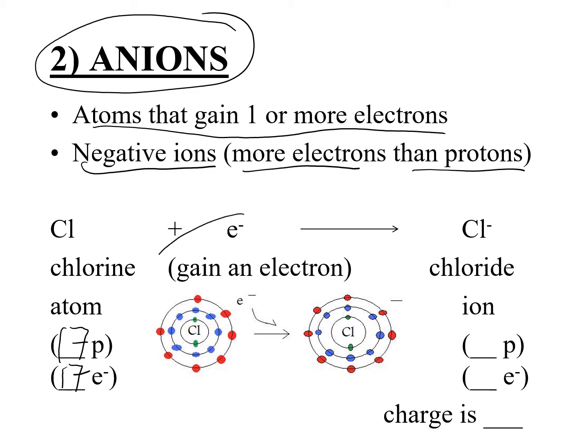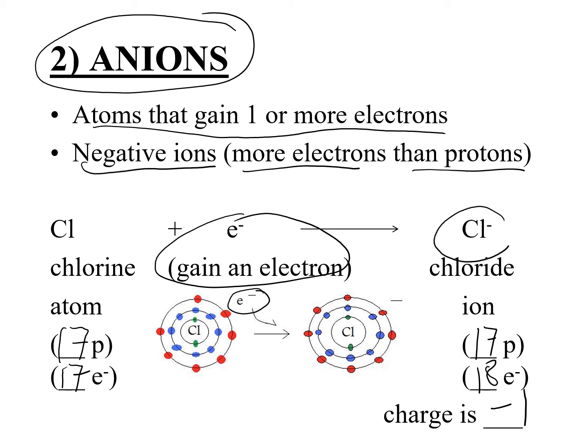If we gain an electron, we can see in our picture here that we have 17 electrons total for chlorine. We're adding one more. When we add one more, we get 18 electrons, and the number of protons remains the same. We have 17 protons, and we end up with more electrons, so we end up with a -1 charge. We have one more electron than protons, and we end up forming Cl-.